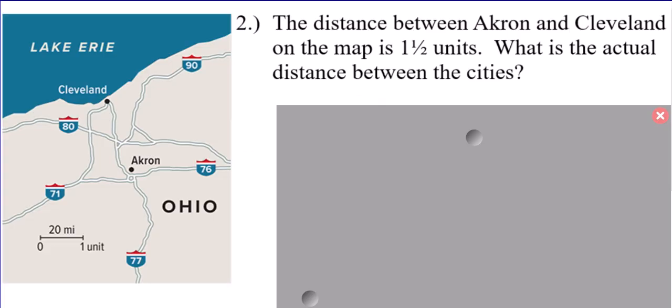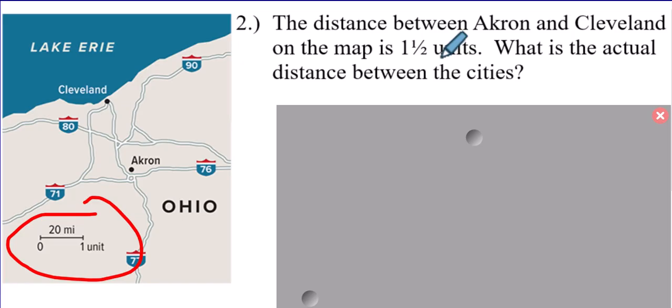Okay, problem number 2. Hit pause in the video, try number 2 on your own, and then hit play when you're ready to see how you did. Okay, did you already do number 2 on your own? Here we go. We are asked to find the distance between Akron and Cleveland. We know that the distance on the map is 1.5 units. Now, what is the scale? Go ahead and circle it. The scale is that 1 unit is corresponding to 20 miles.